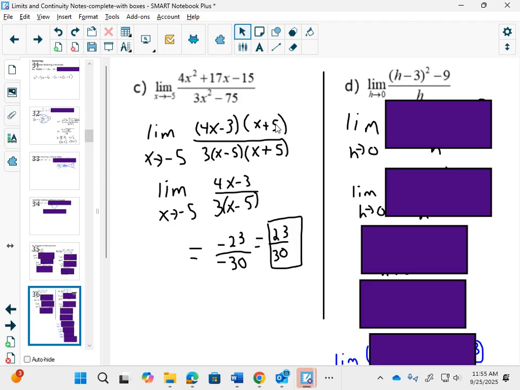I shouldn't teach you this. Does that make sense, though? As a way to get the factoring quicker?